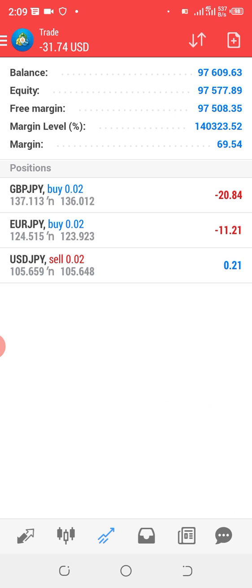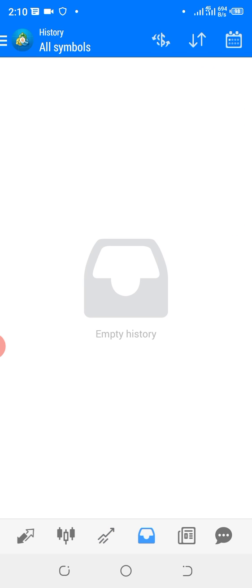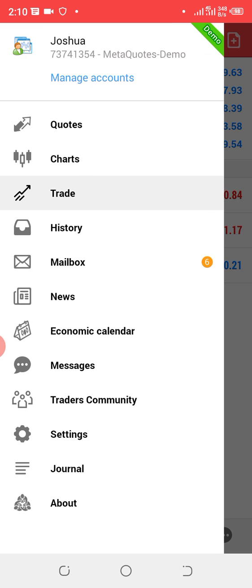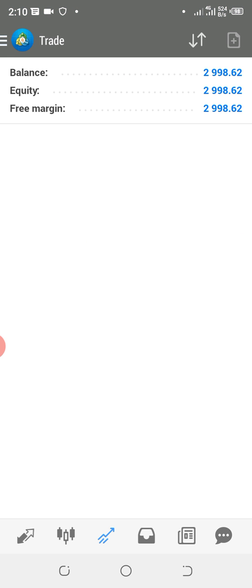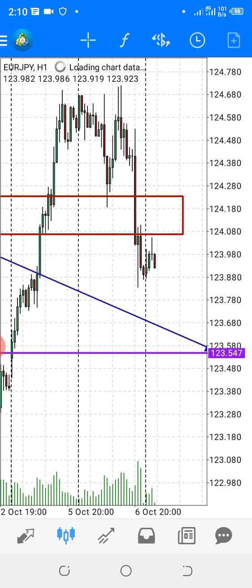Okay, so I taught you about the lot, the leverage and required margin, and now something. Let me use another demo account, one that is not having any trade on it, so that we understand better with it.